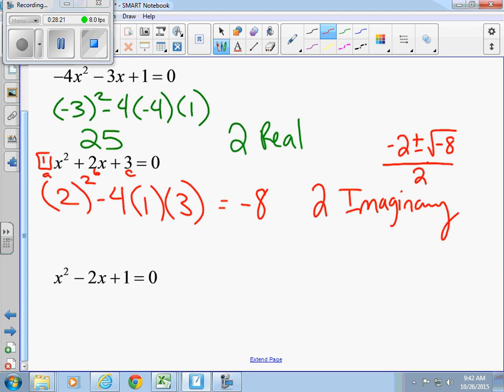Now you can think about it though. If you're going to get a negative under a radical, you're going to get 2 answers from the plus or minus. And they're going to be imaginary because you have a negative under the radical.